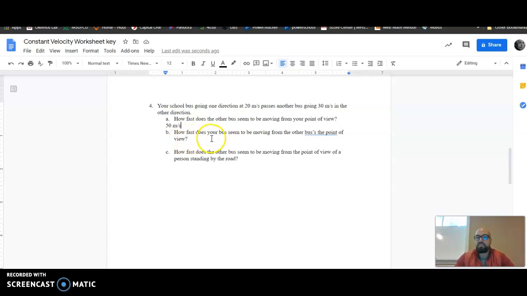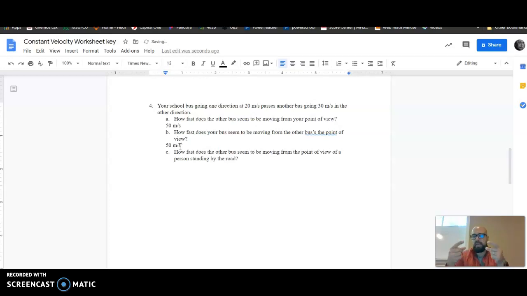B says, how fast does your bus seem to be moving from the other bus's point of view? And I like this because this really gets us at the relative motion idea. Because someone else on the other bus, you move 20, they move 30, they still think that you're moving 50 meters per second, or you're moving 50 meters per second relative to them. And so the answer for B is the same as A. It's still 50 meters per second.